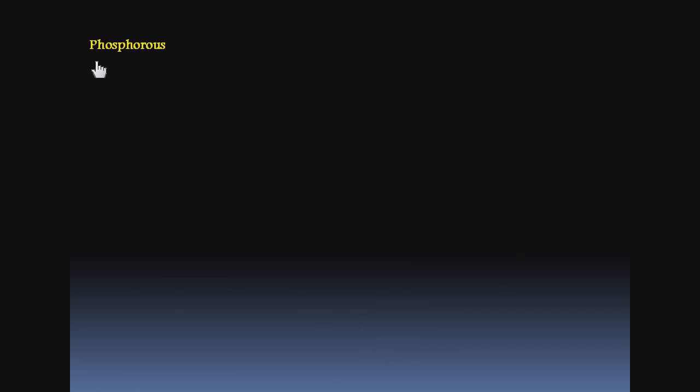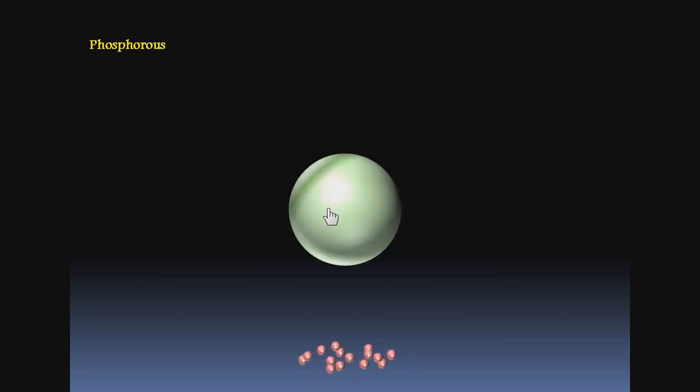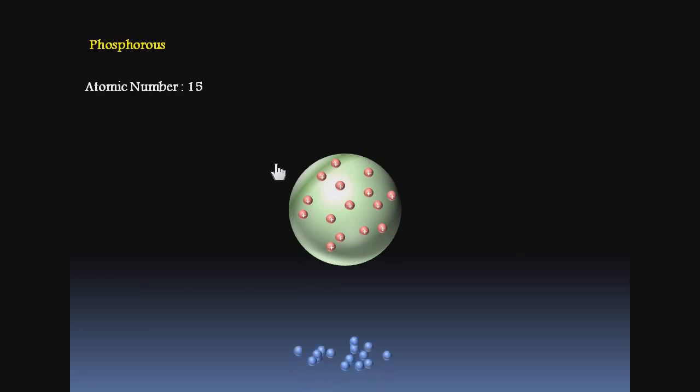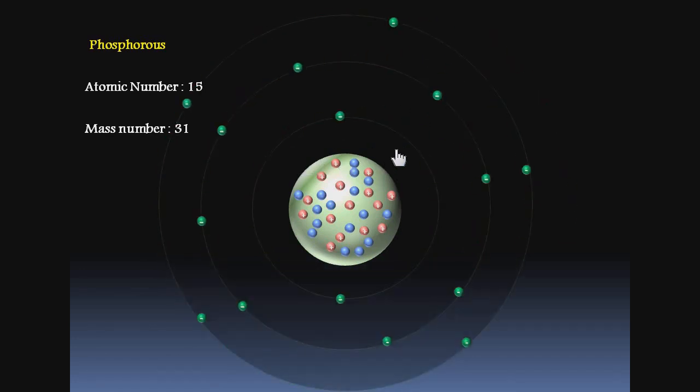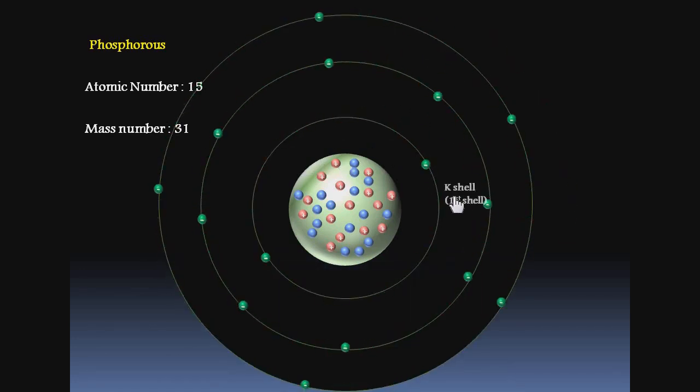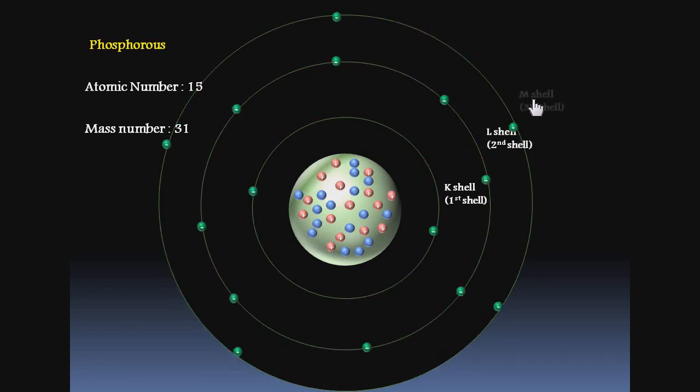The next element is phosphorus. It has 15 protons, so atomic number is 15. It has 16 neutrons, so mass number is 15 plus 16, 31. And it has 15 electrons, 2 electrons in the K shell, 8 electrons in the L shell, 5 electrons in the M shell. The outermost shell is M shell, that is the valence shell. So the number of valence electrons is 5.